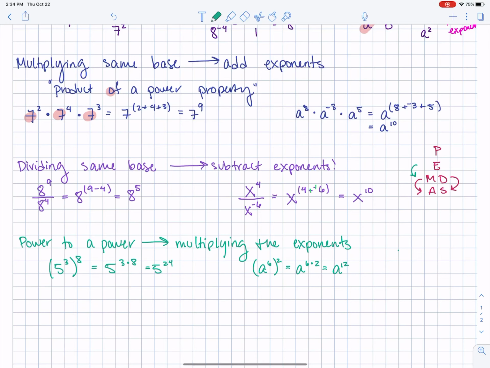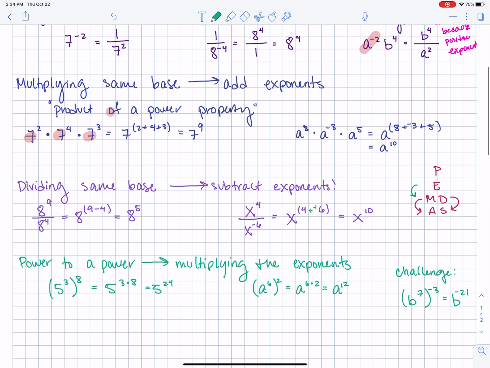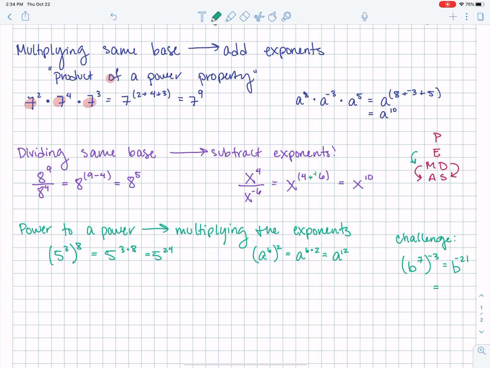And so for your challenge on this one, we're going to have b to the power of 7 to the power of -3. So when I multiply these, I get b to the power of -21, and I can't keep it like that because I have a negative exponent. But if I scroll up here a little bit, I know that exponents mean movement, so all I need to do is take this and move it down to the denominator, b to the 21, and then write my numerator as 1, and that's the final answer for that one.